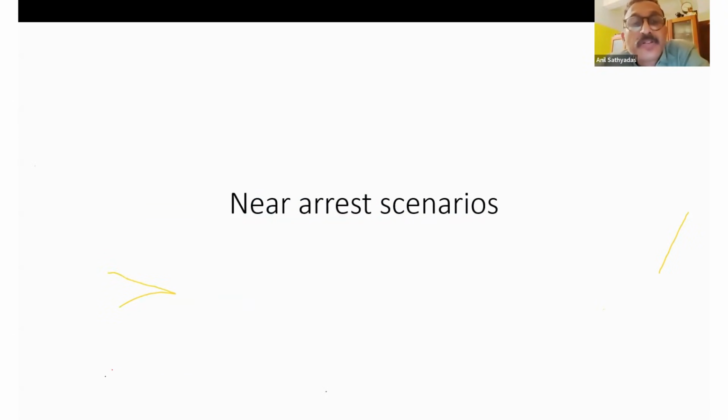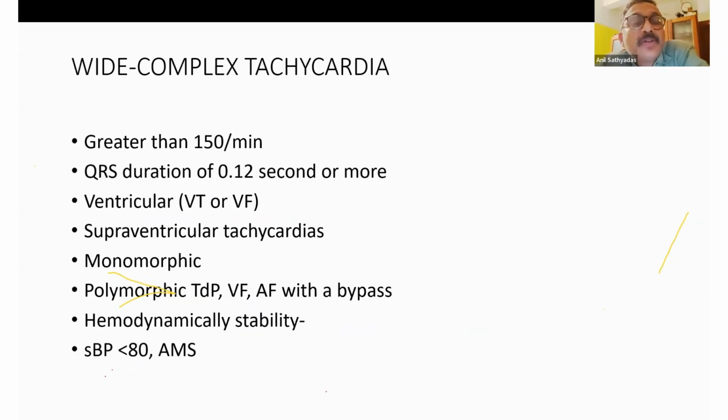I have two scenarios, again part of the ALS guideline. We'll stop in another 10 minutes. Wide complex tachycardia and narrow complex tachycardia. When do you say it's wide complex? The rate is more than 150 and the QRS duration is more than 120 milliseconds. The most common rhythms are VT and VF. You might also have supraventricular tachyarrhythmias with aberrant conduction, producing a wide complex.